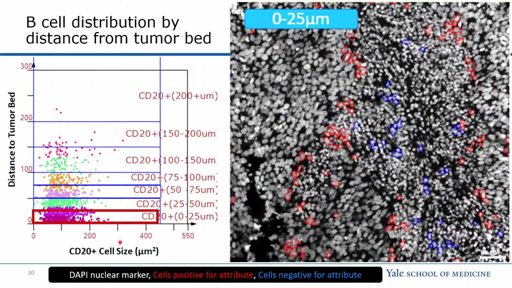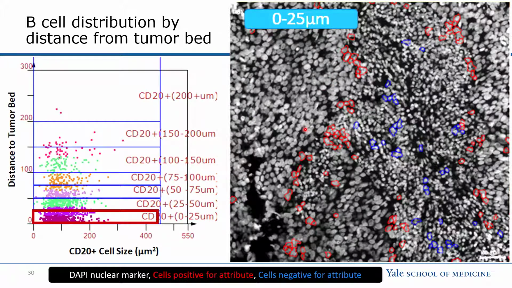On the x-axis are the cell sizes of the B cells, and on the y-axis is the distance to the tumor bed. We separated this graph into 7 different regions that represented ranges of distances from the tumor bed, ranging from 0 to 25 microns to greater than 200 microns. On the right-hand side, I show a plot of the actual data.